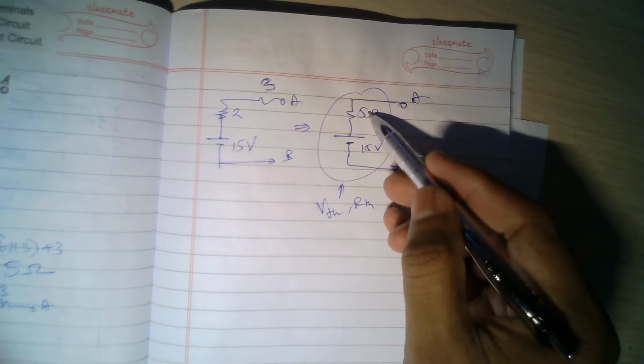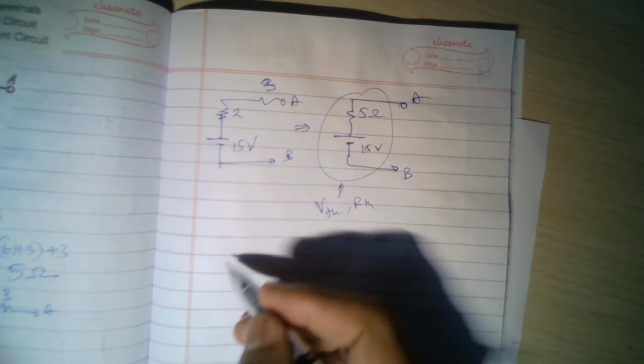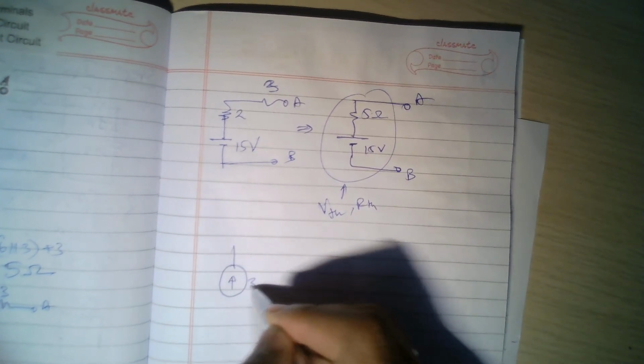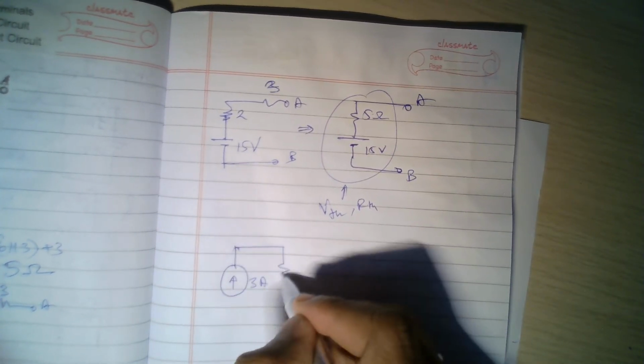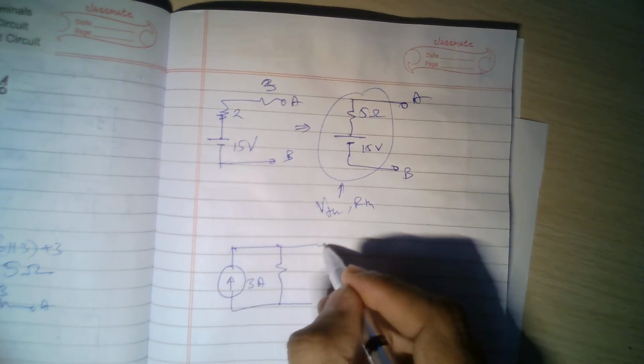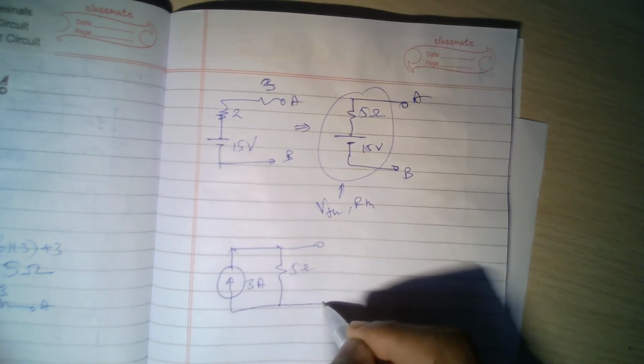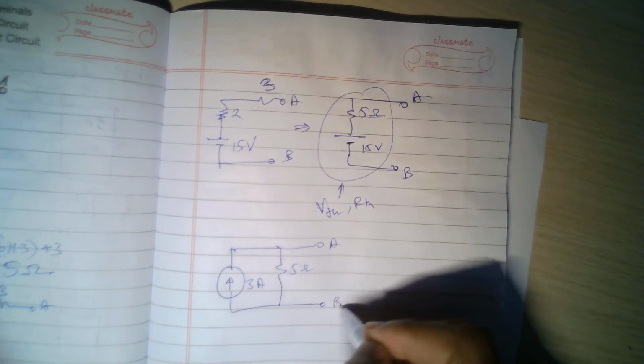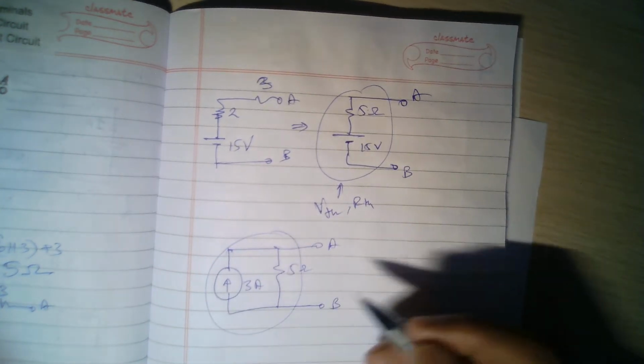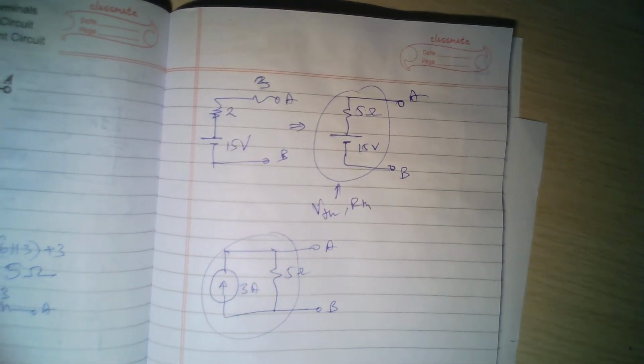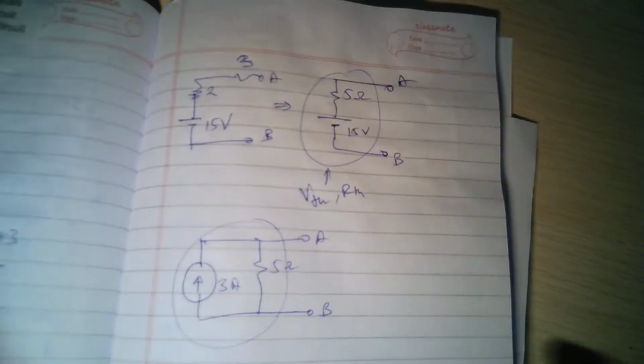So V by R is 15 by 5, 3 amperes. So I can have 3 amperes of current with 5 ohms in parallel. So this is my Norton's equivalent. Okay, so what we have done, we have taken a completely different approach here.